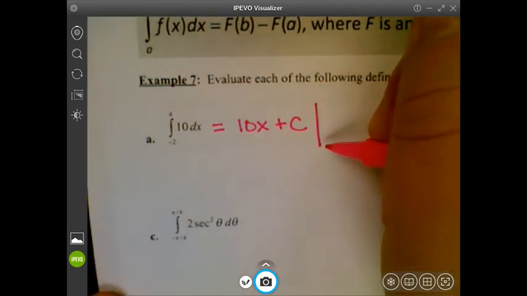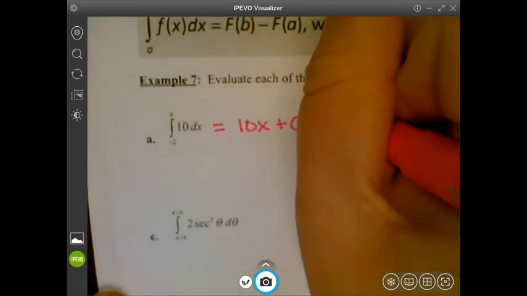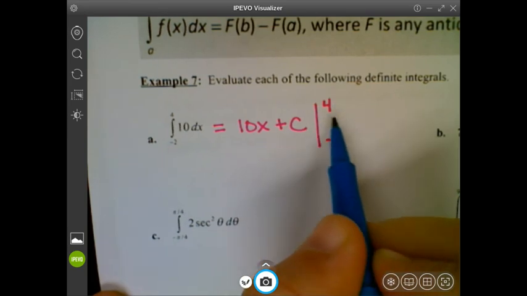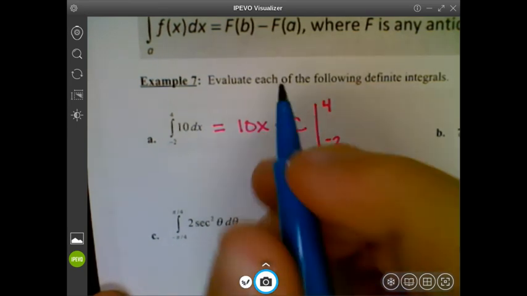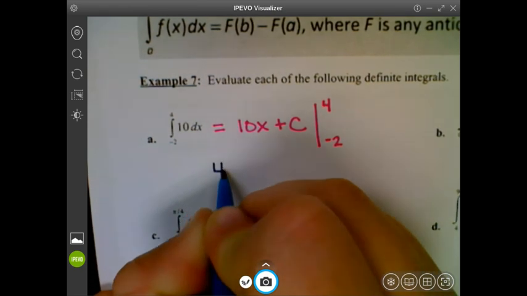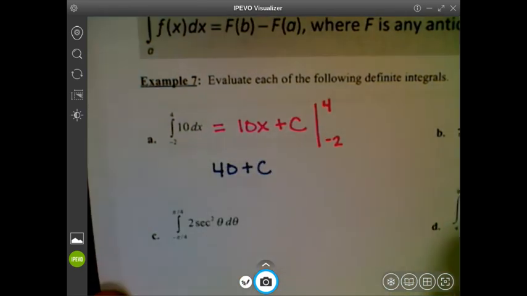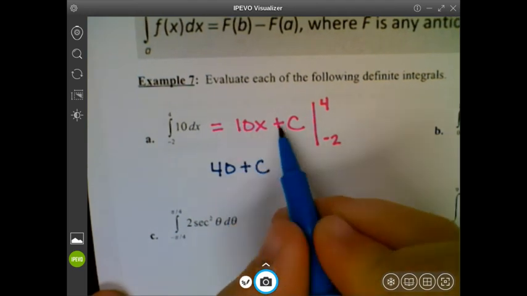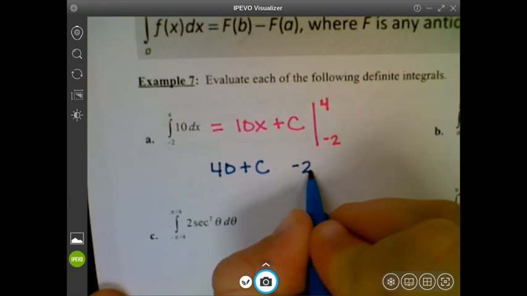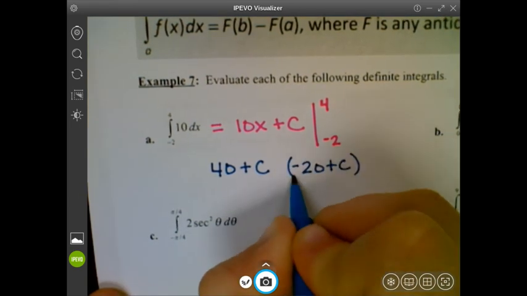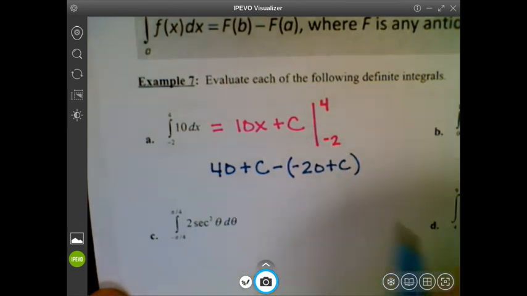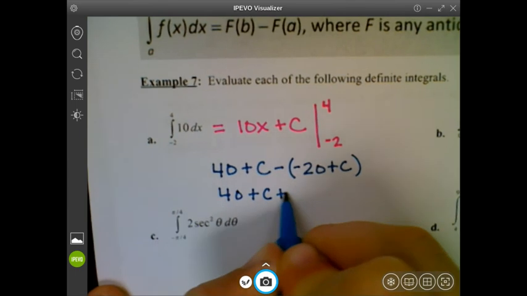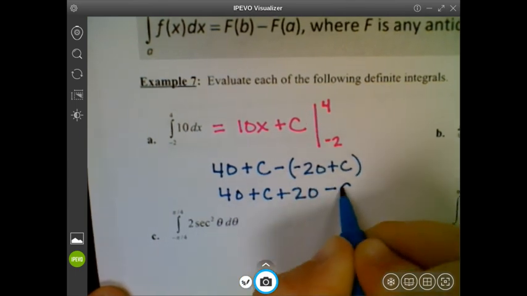And we're going to evaluate this function. So we draw a big line saying, hey, we're going to evaluate this from -2 to 4. The first thing you're going to do is plug in your 4 for x. So this would be 10 times 4, which is 40, plus a constant. And then we're going to plug in -2. That would be 10 times -2, which is -20, plus a constant. And we are subtracting this area off of this. So you're going to have 40 plus a constant plus 20, and distributing that negative there would be minus a constant.